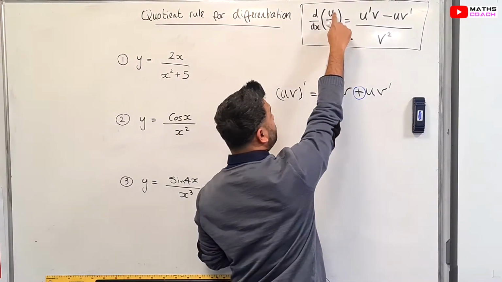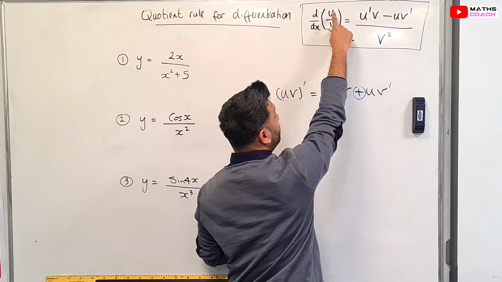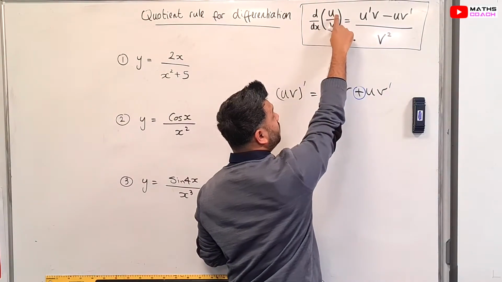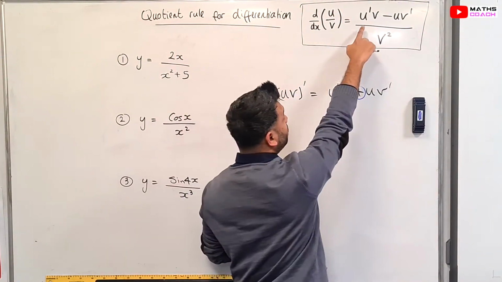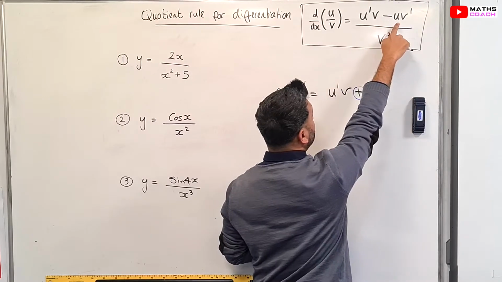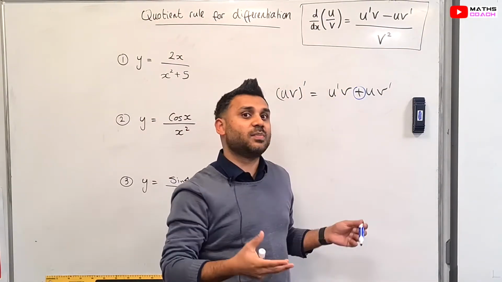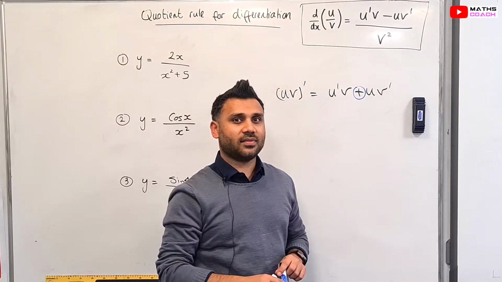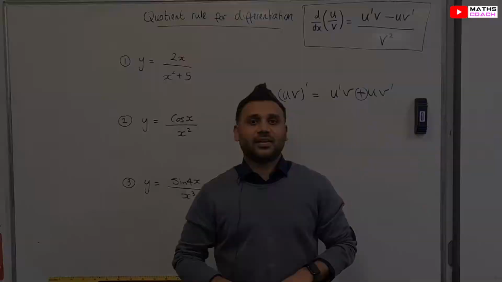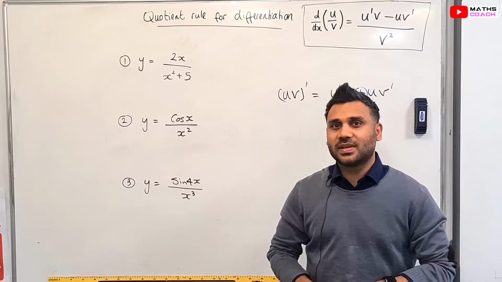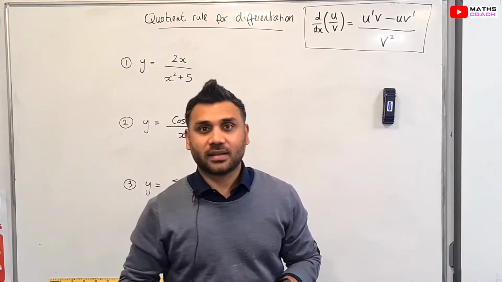So if you differentiate a function where you have a fraction where the numerator is u and the denominator is v, all you do is u dash v minus u v dash, divide all of it by v squared, and then simplify the expression, and you have the differentiation done. Okay, let's start off with some simple questions to understand the mechanics of applying the quotient rule.